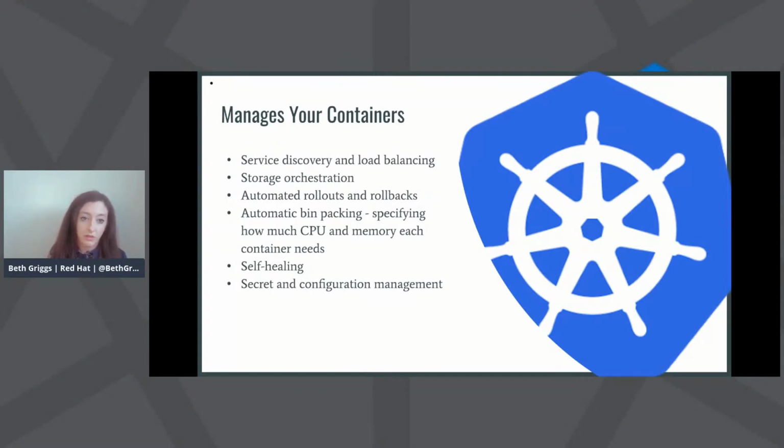storage orchestration, automatic rollouts and rollbacks, automatic bin packing, so specifying how much CPU and memory each container needs, so you can set limits. Self-healing, which is related to the automatic restart: if one container crashes, it will start another one for you. And then secret and configuration management. That's more around how, if you're managing a large Kubernetes cluster and you have databases and things like that, you'll need some secrets and configuration to manage that.